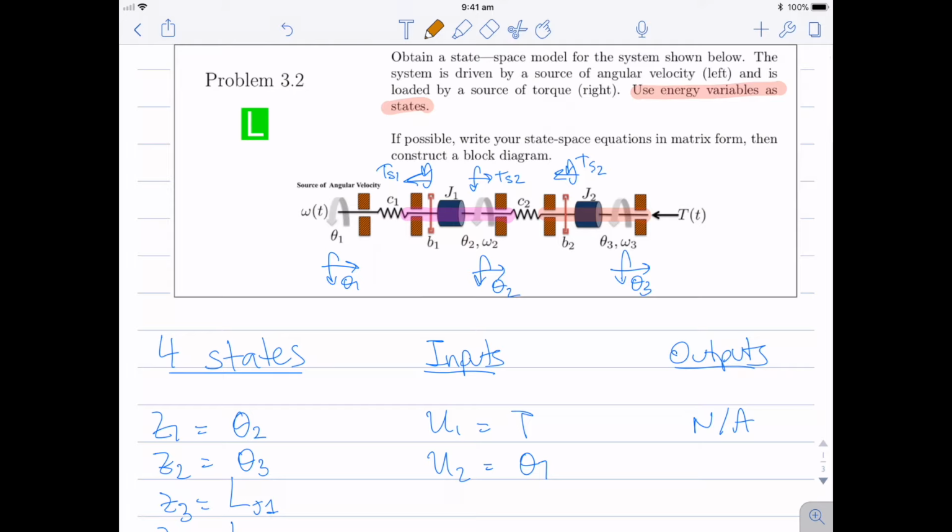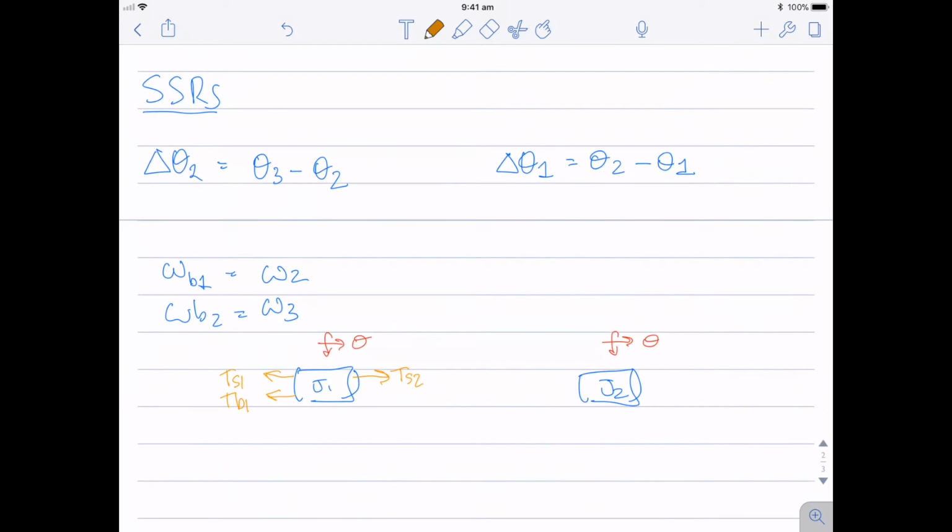And for J2, we have TS2 pointing to the left. And we have T of T on the right-hand side also pointing to the left. TS2, T of T. And we have a friction, which of course should oppose motion. So that one should also be pointing to the left, TB2.